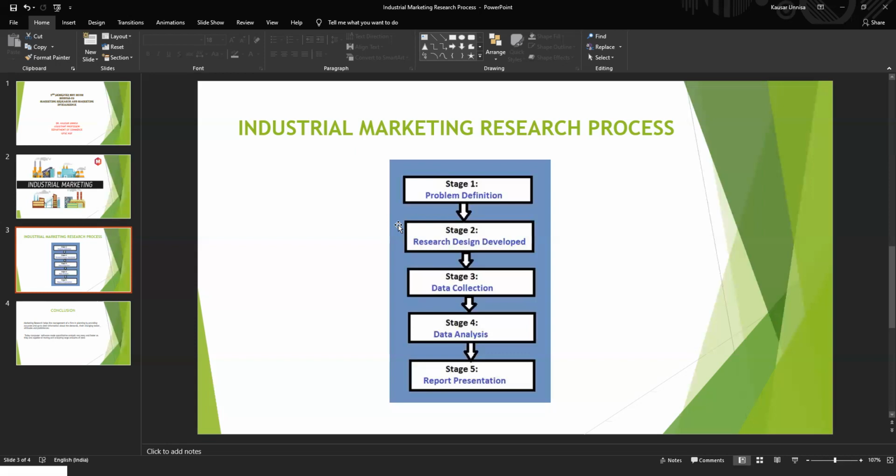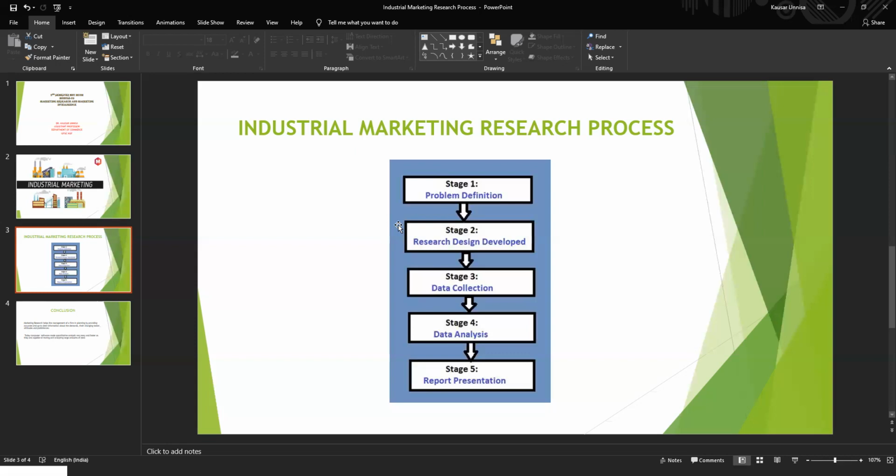Because with statistical analysis, we are able to have measurement through the mean, median, percentages, standard deviations, or variations. The data has to be analyzed. Whatever data we have collected through different sources, it has to be analyzed to have the proper presentation. And the last stage is the report presentation.